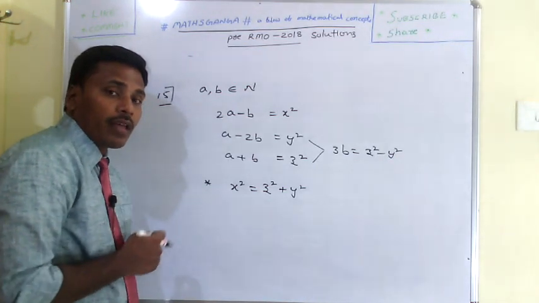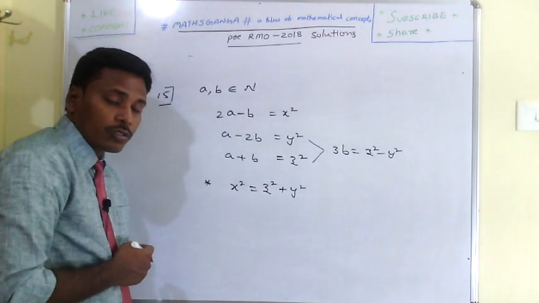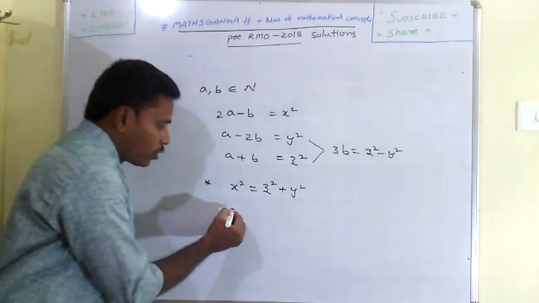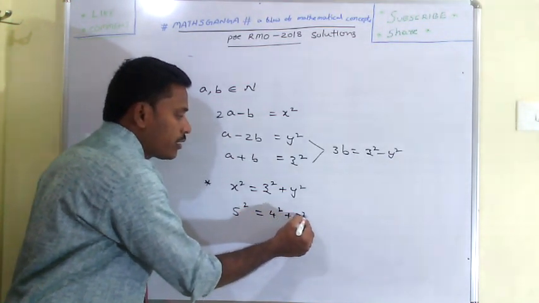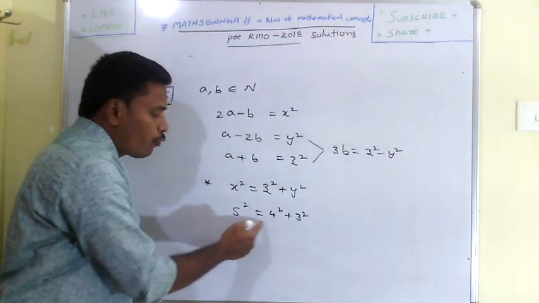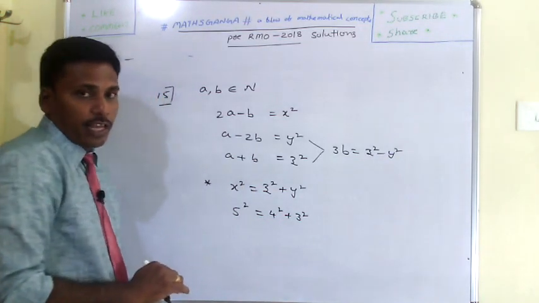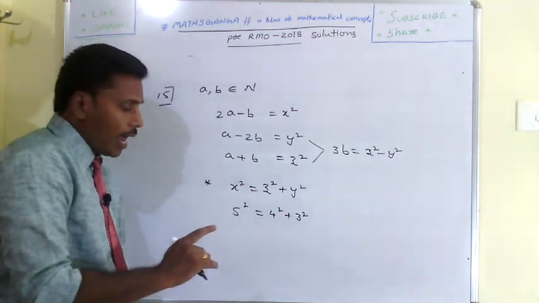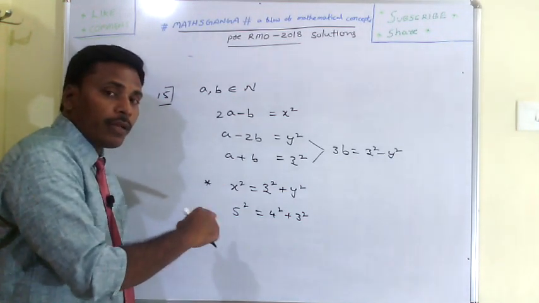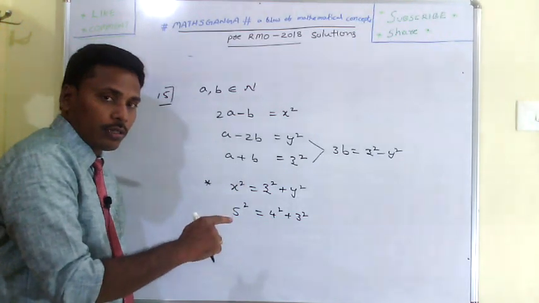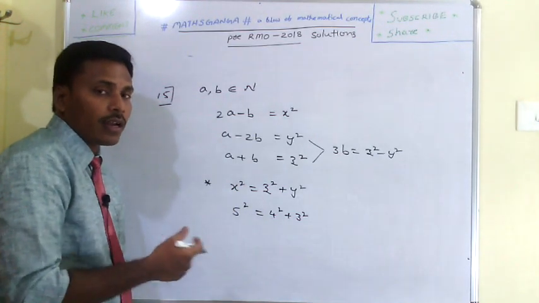Okay, the smallest Pythagorean triplet with the natural values is usually 3, 4, 5. So 5 square is equal to 4 square plus 3 square. We know that 3, 4, 5 is a Pythagorean triplet with the smallest natural values. Okay, and if 3, 4, 5 is a Pythagorean triplet, if you multiply this 3, 4, 5 with some other natural, it also gives us a Pythagorean triplet.